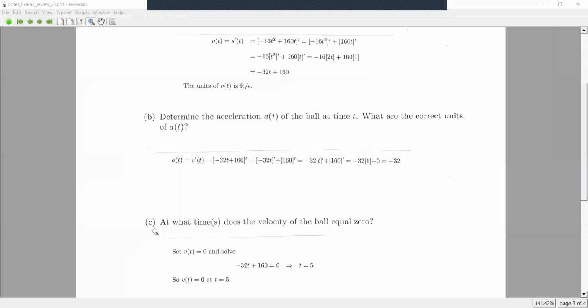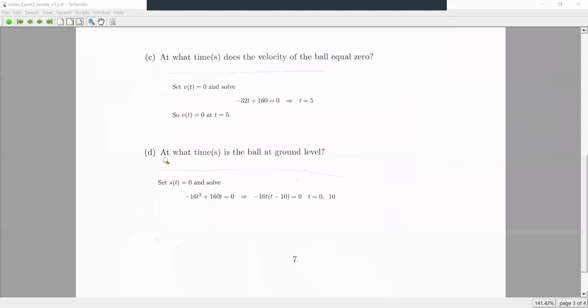Part C. At what time does the velocity of the ball equal 0? To answer the question, set velocity to 0 and solve this equation. Then we have time is 5.